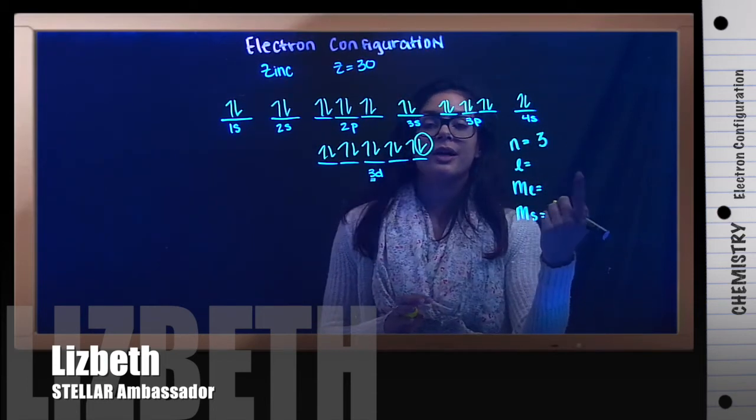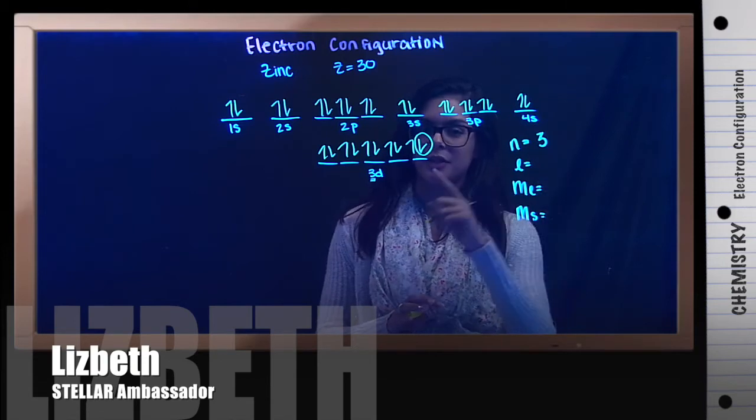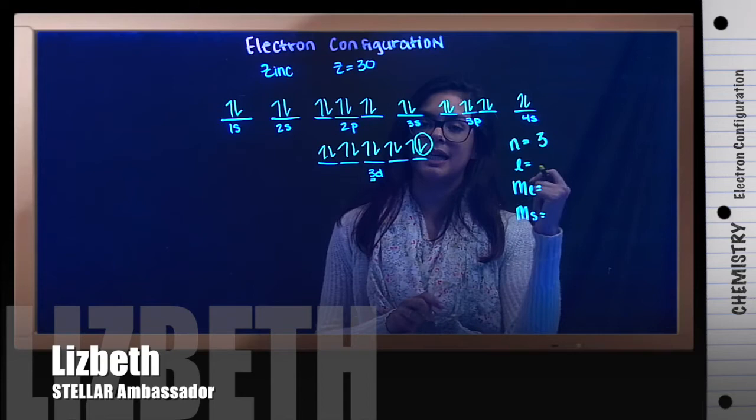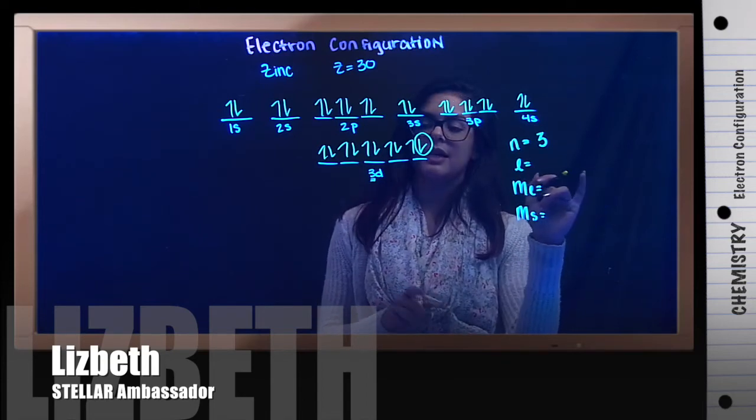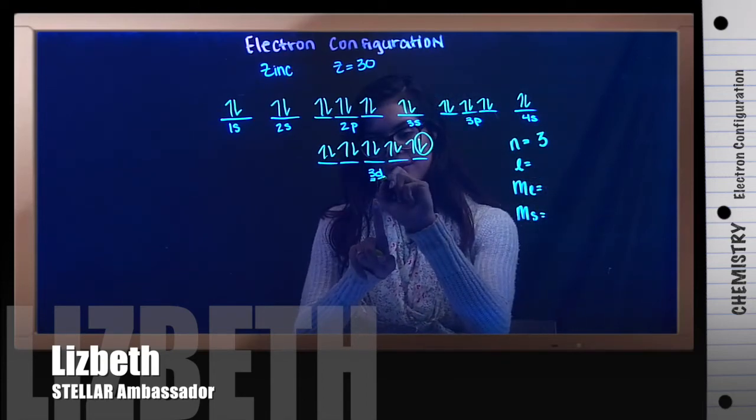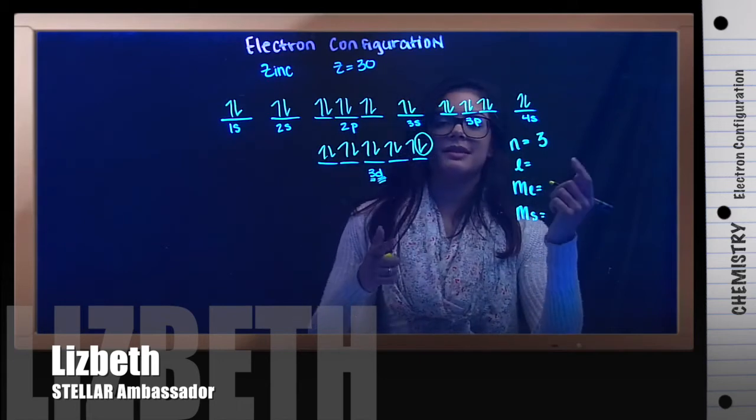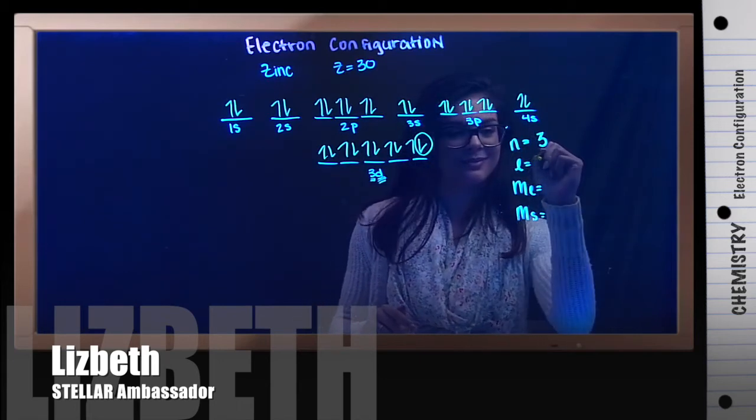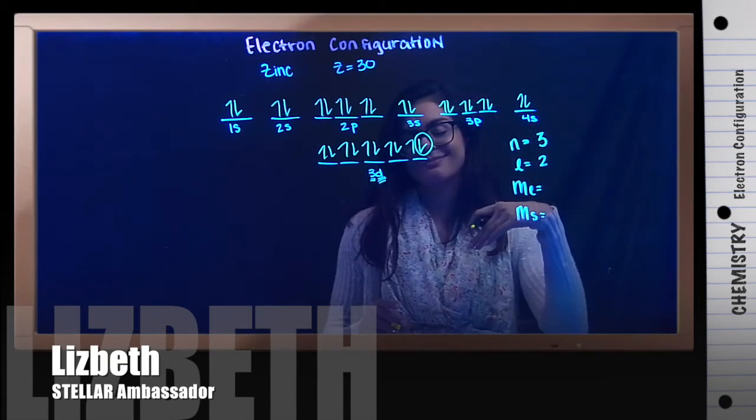For your L value, if you remember, there are very specific values. For S, L equals 0, for P, L equals 1, for D, L equals 2, and for F, L equals 3. Since it's in the D shell, that means it's going to be 0, 1, 2. Usually I have to write them out, so whatever.